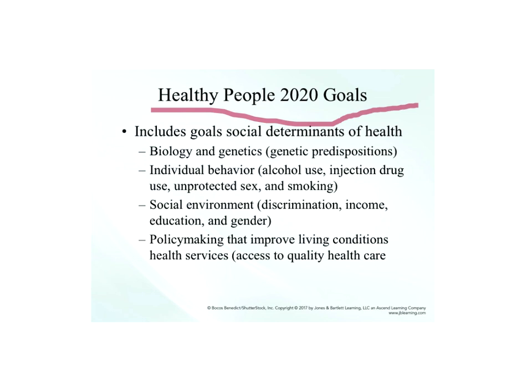Our Healthy People 2020 goals here, we know it's just around the corner, 3 months away at this point, but it includes different types of determinants of health. So we're looking at biology and genetics. We're looking at individual behavior, talking about alcohol use, drug use, unprotected sex, and smoking. So a lot of the nasty stuff is underneath this as well. And then we're looking at the overall social environment, meaning discrimination, income, education, and gender.